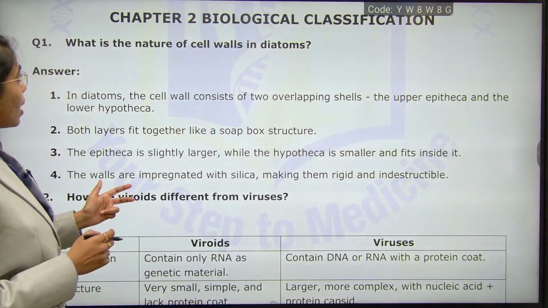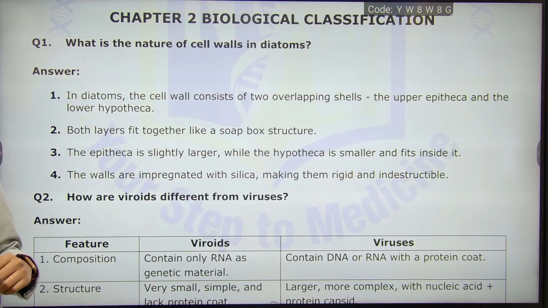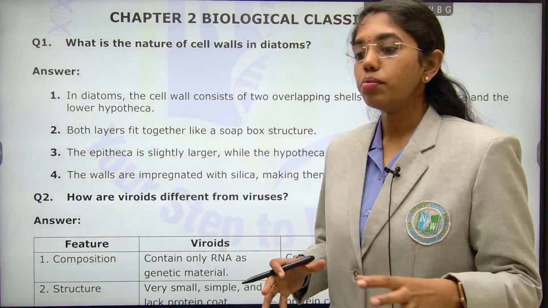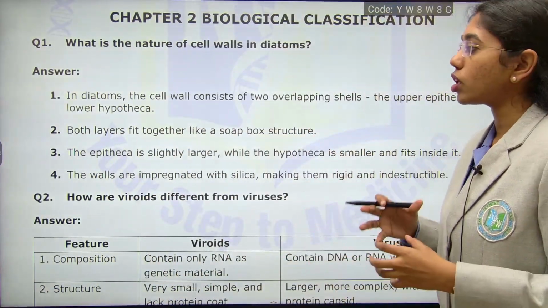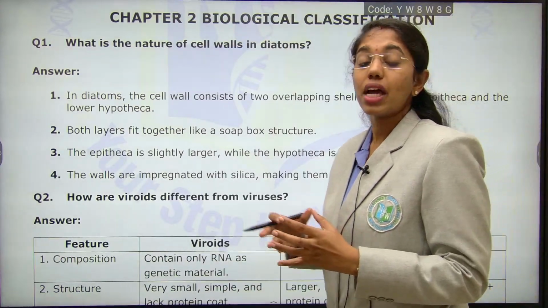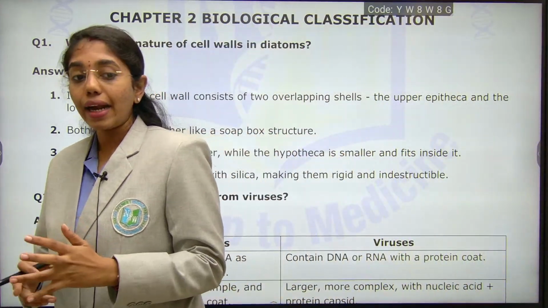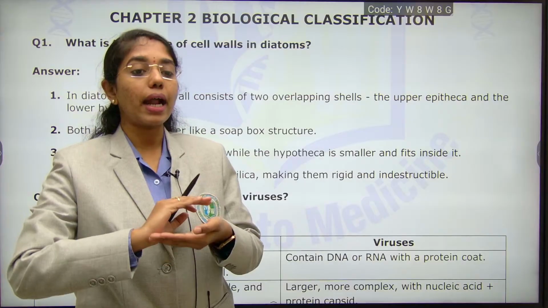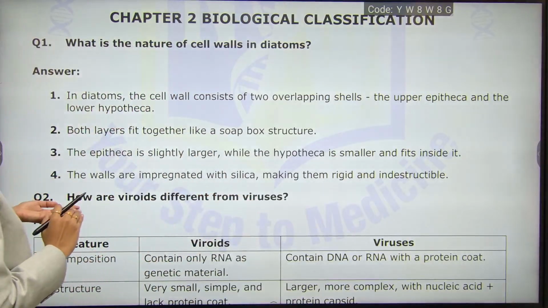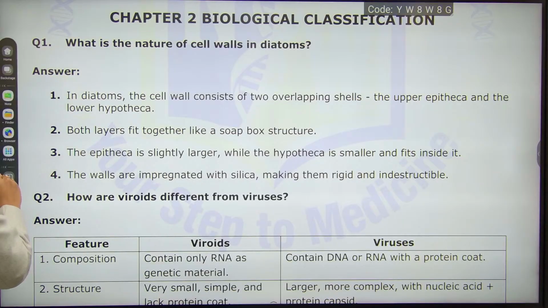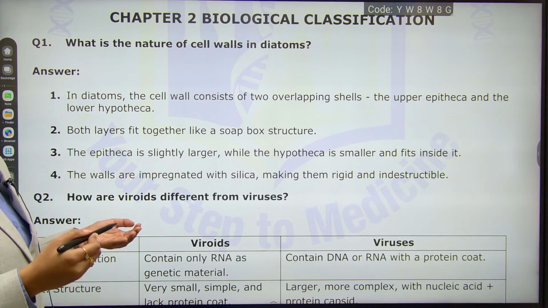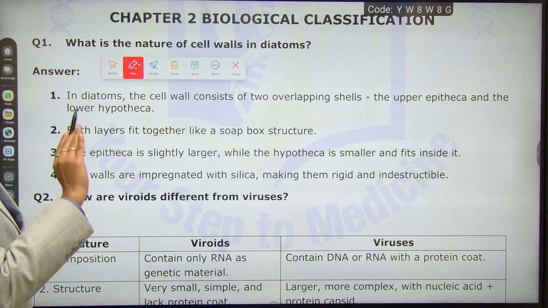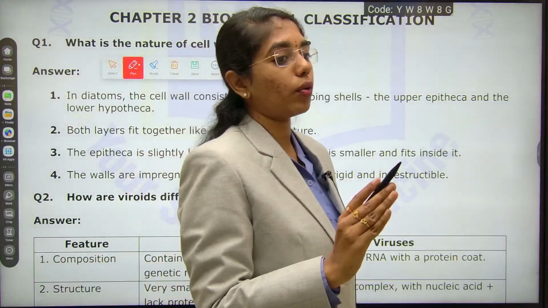So here, if we start with the first question from biological classification, what is the nature of cell walls in diatoms? Questions on diatoms are often asked, like the composition of the cell wall of diatoms, diatomaceous earth or Kieselguhr, and the soap box arrangement of diatoms, that is having epitheca and hypotheca. For any very short answer type of question, an accurate 3 to 4 points is more than enough, 2 to 3 points is also enough, but the answer should be very accurate and to the point.